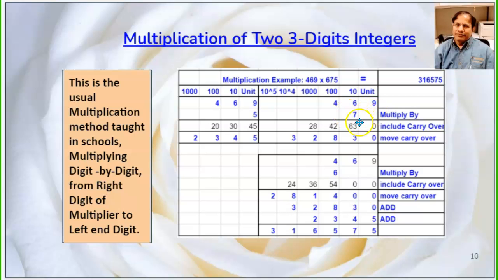Similarly, if we multiply 469 by 7, 7 times 9 is 63. Of course, this is the tens digit, so we write this under the tens digit.